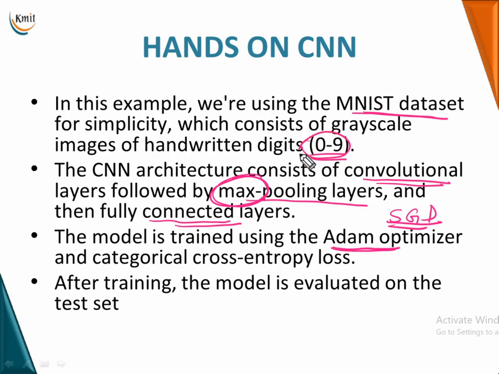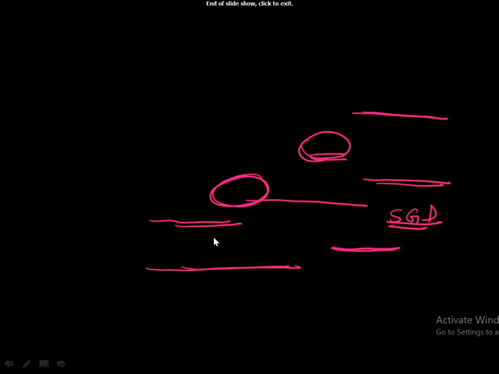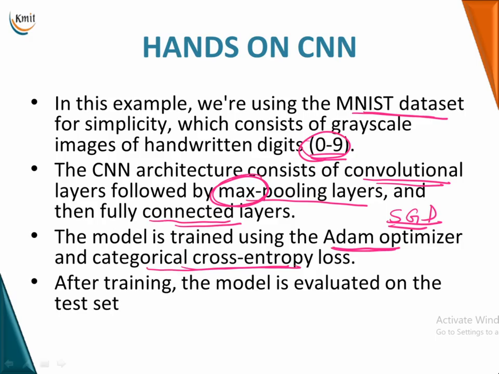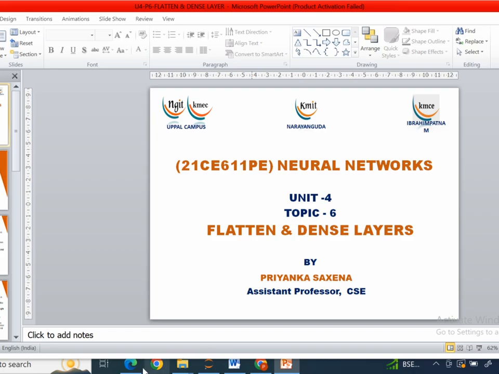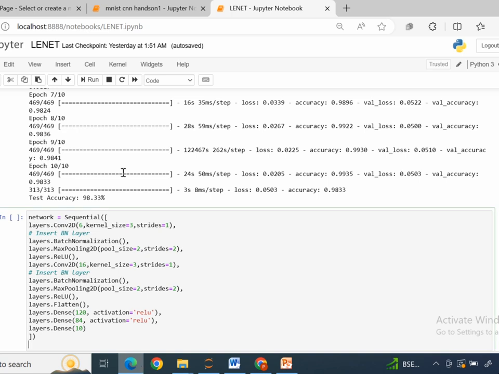Because it is a typical classification, I am choosing the loss function as categorical cross entropy. And after the training, the model will be evaluated on the test set. Okay, so that's our basic strategy of what we are going to see. So let's quickly see how it looks. I'm going to design it for you.